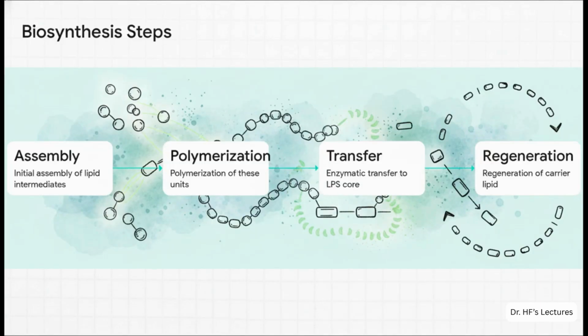Well, they manufacture it right there on the membrane in 4 rapid enzyme-driven steps. First up, you have the initial assembly of lipid intermediates. Second, the polymerization of those units. Third, the enzymatic transfer of those fresh O polymers directly onto the LPS core. And finally, the regeneration of the carrier lipid so the whole cycle can fire right back up again.